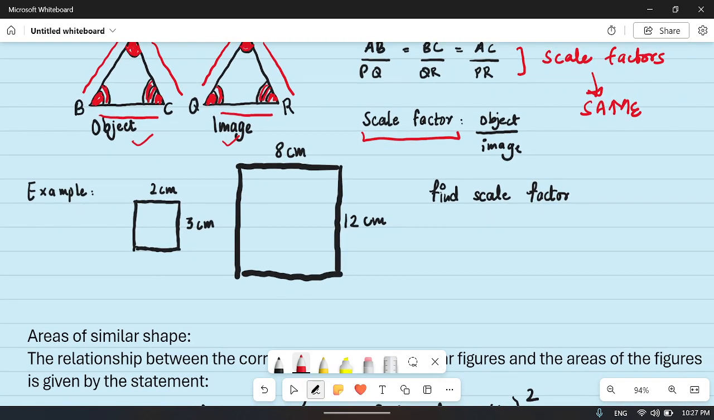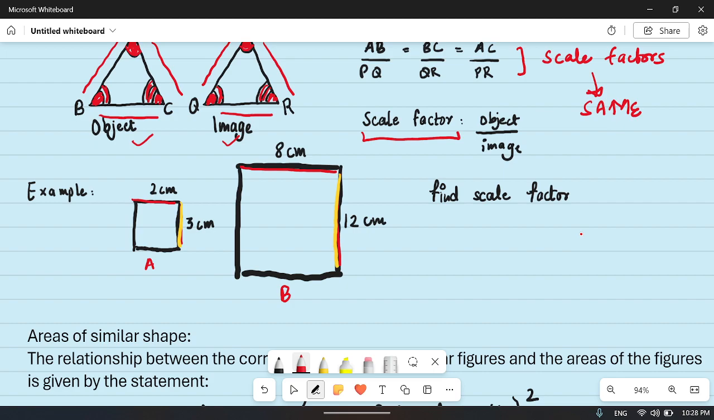Let's look at the example. We have a 2 centimeter by 3 centimeter rectangle A and an 8 by 12 centimeter rectangle B. How do I find the scale factor? Usually what you're supposed to do is take the big number and divide by the smaller number of the same length. So I can see that 2 centimeter here and 8 centimeter here correspond. 3 centimeters and 12 centimeters are also of the same correspondence.